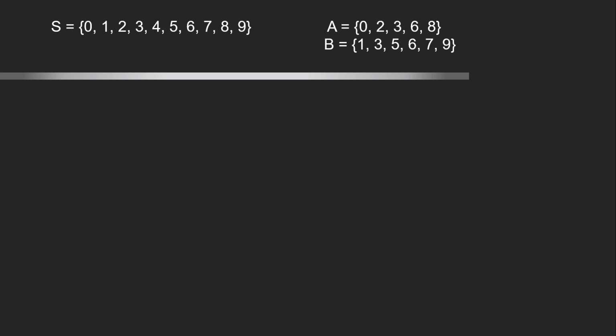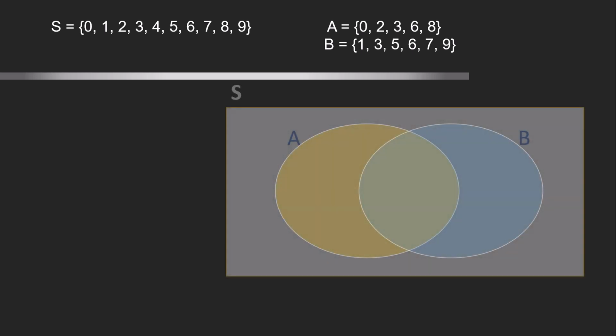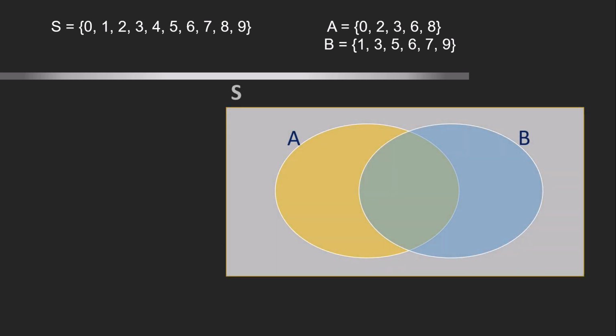Since there are two major events, we need a Venn diagram with two circles. The circles represent the events and the rectangle represents the sample space. First, we need to consider the common region. Common region means common elements for both A and B. We know 3 and 6 are common to both A and B. Therefore, 3 and 6 must be in the common region.